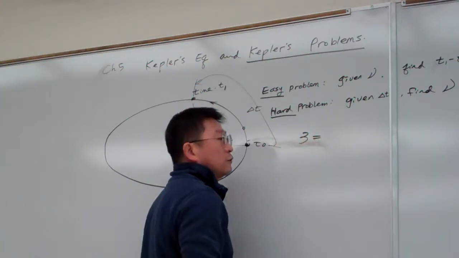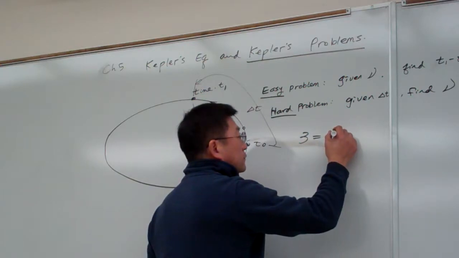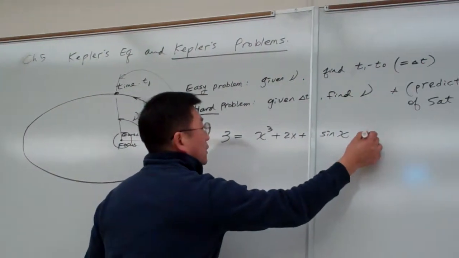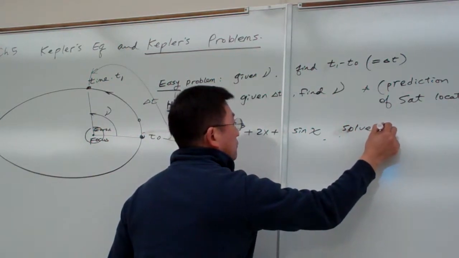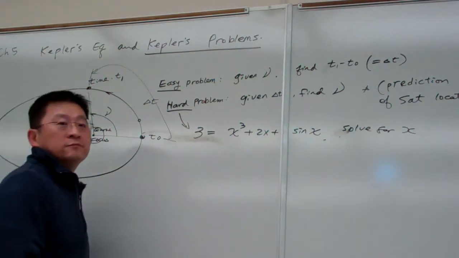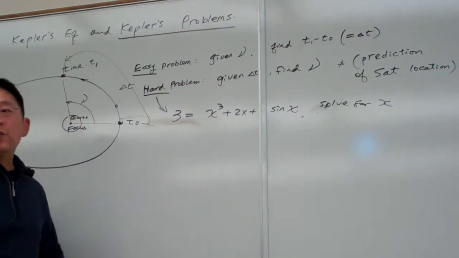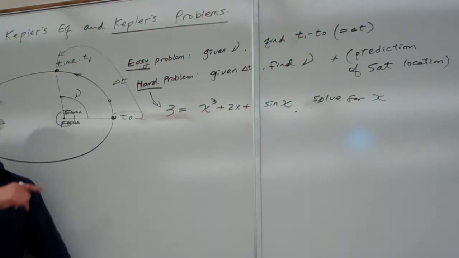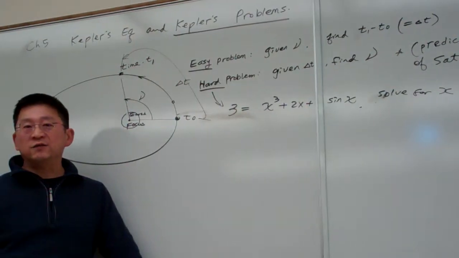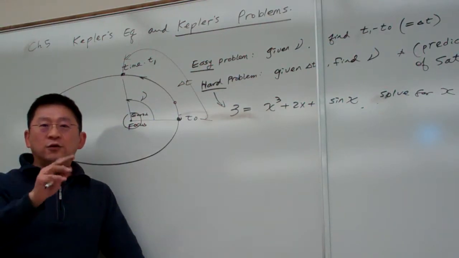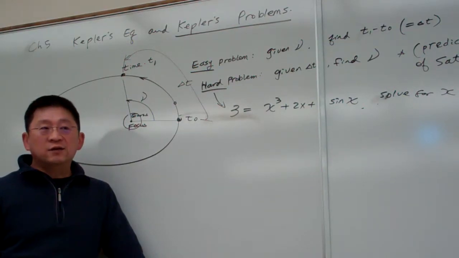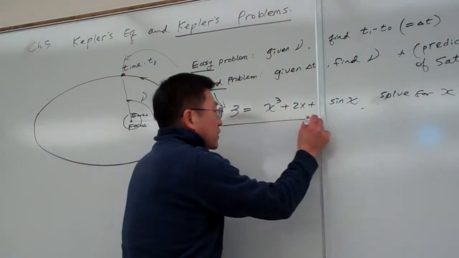Say 3 equals, let me make one up, x cubed plus 2x plus sine x, and solve for x. So the hard problem is something like this one. For certain, we can be lucky and find x, but most of the time, from ES301, you know, for this kind of problem we have to do it the numerical way. And in ES301, we introduced quite a few techniques, for example the bisection method or Newton's method, which is a shooting method. Hopefully this reminds you of what you learned before. And this one, we definitely have to go numerical.